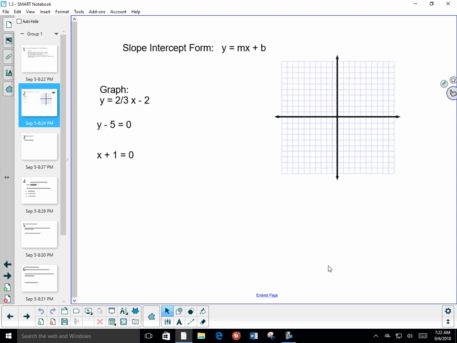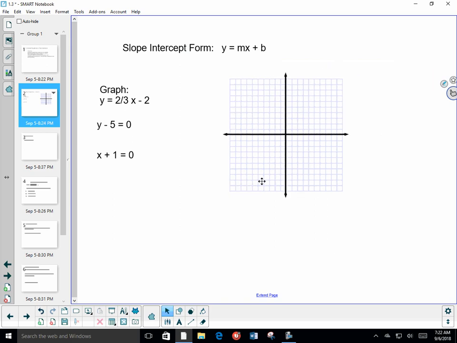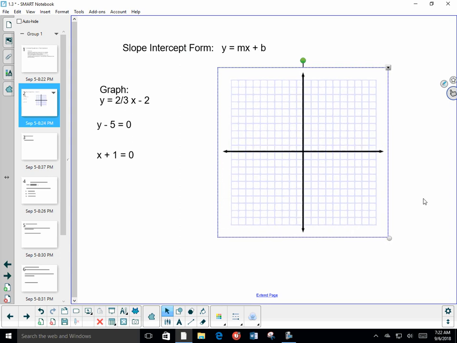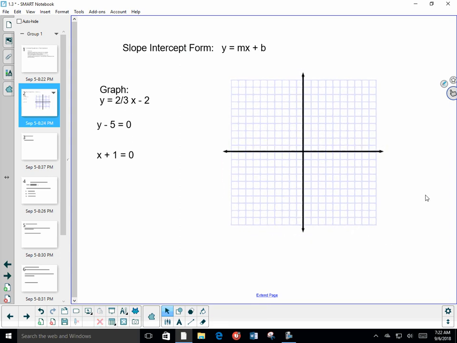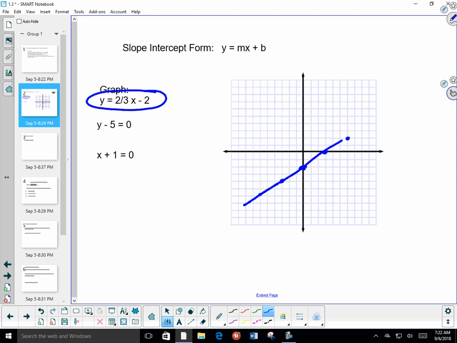So just a reminder, slope-intercept form is y equals mx plus b. So if you are going to graph y equals 2/3 x minus 2, then you would start with the y-intercept at -2. We're graphing this one right here. And the slope is 2/3. So I go up 2 and to the right 3, up 2 to the right 3, or I could go down 2 and to the left 3, down 2 and to the left 3. So there's our line.